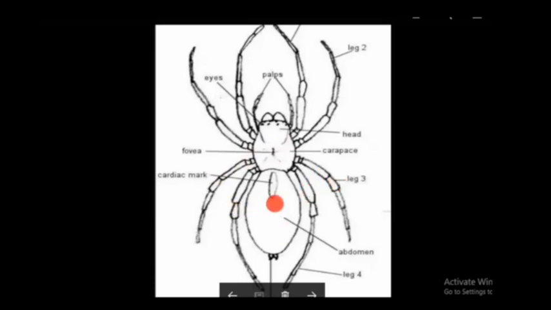So here is where we have the abdomen. It is in this abdomen that we have the heart, the lungs, as well as the respiratory organ. But in the head here, in the cephalothorax, we have the stomach and the brain of the animal. So that is about the second specimen.